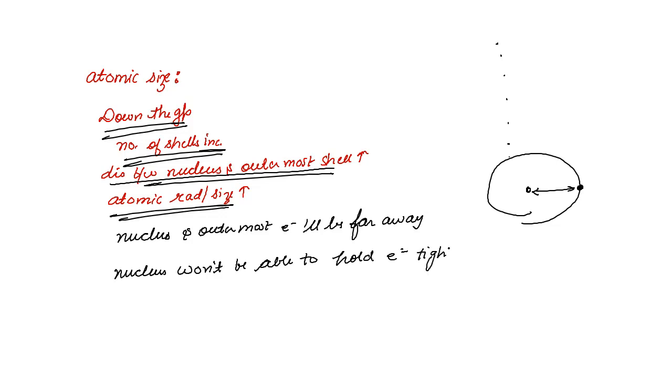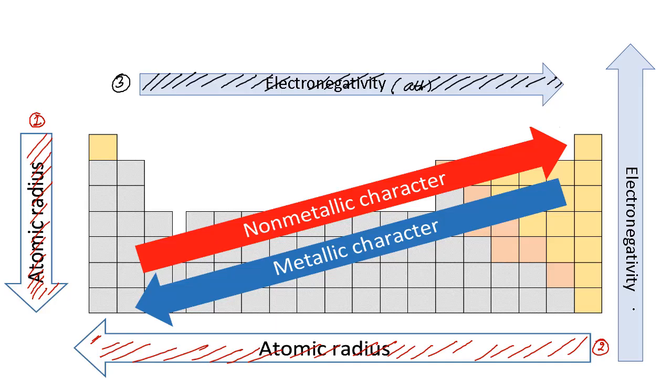So now the outermost electron will not be held tightly, and if the nucleus cannot hold the outermost electron tightly, that means it won't be able to attract it more strongly, and hence the electronegativity decreases. So what I have said is, when you go from top to bottom, electronegativity decreases. In other words, when going from the bottom of the periodic table to the top, size decreases and hence electronegativity increases. So this was our fourth point.